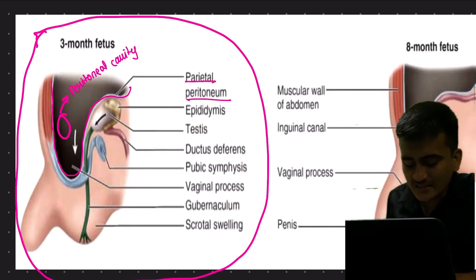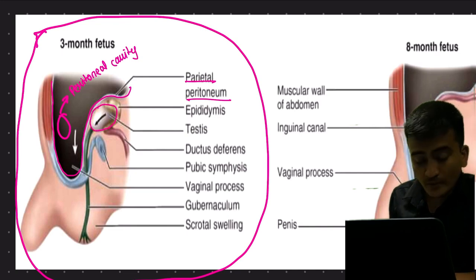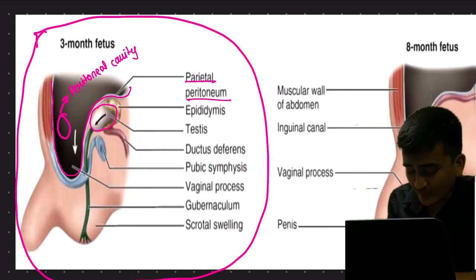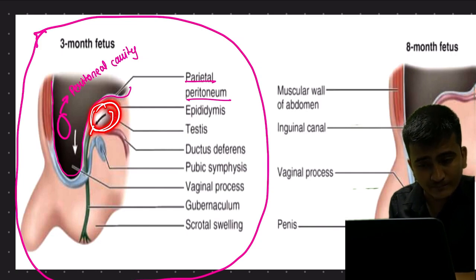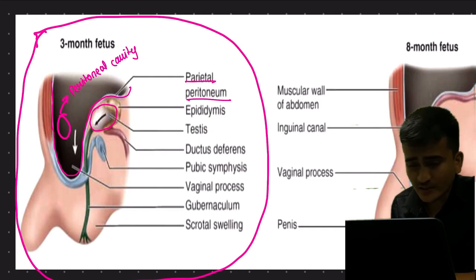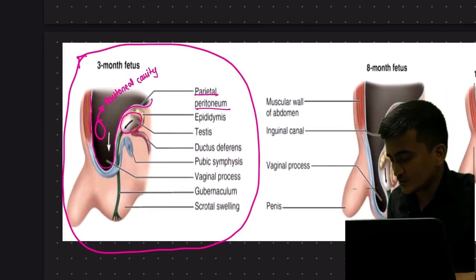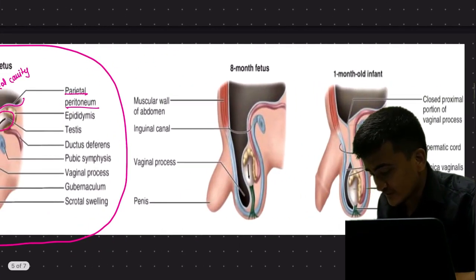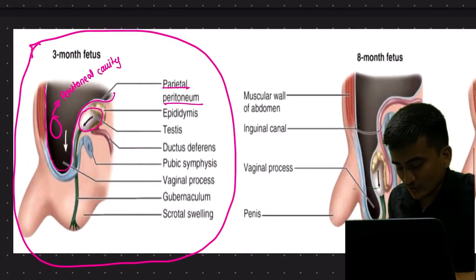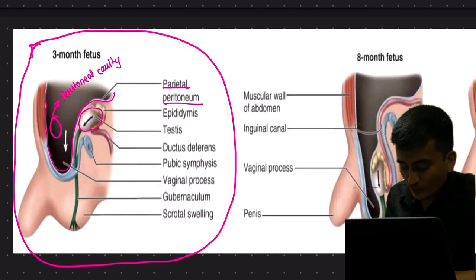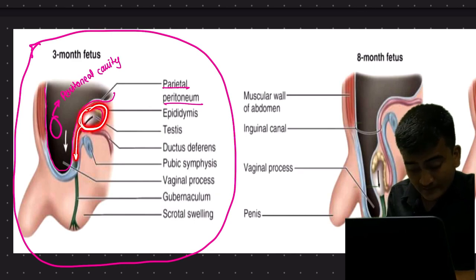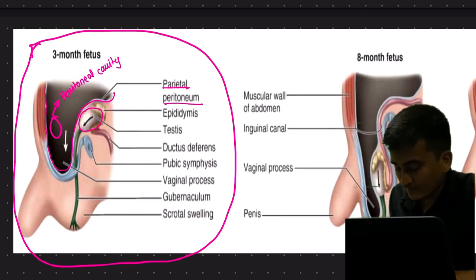When the testis is descending down, again I am repeating it, it will carry a double fold of peritoneum, and this will be called the tunica vaginalis. We'll be clear about that later on. Now focus right here. This testis is being brought down with the help of the gubernaculum.